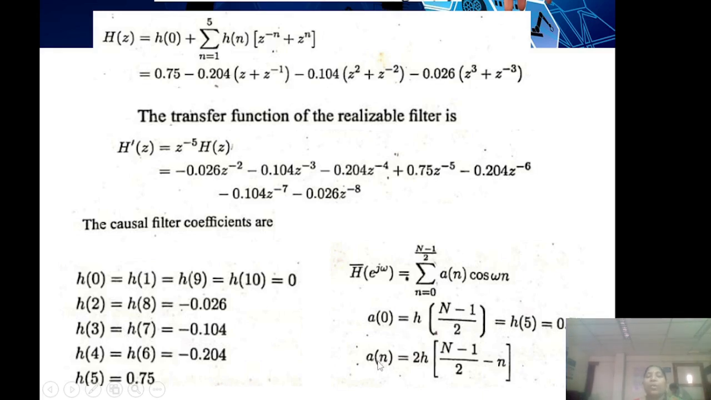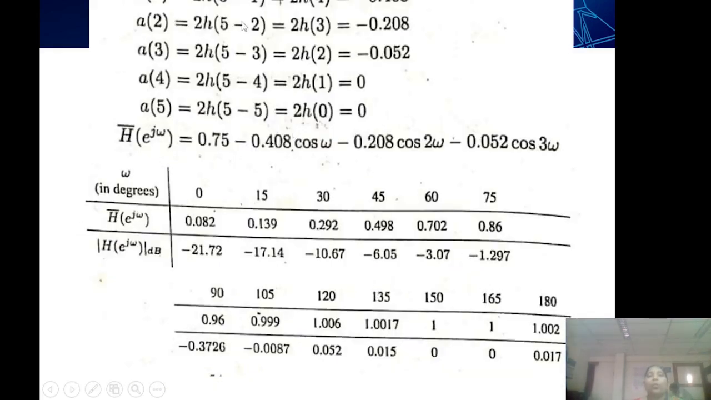Next, for non-zero n values, for a of n, the formula is 2 into h of N minus 1 by 2 minus n. Now when you substitute it, we will be getting the values for a of 1, 2, 3. For 4 and 5, it is 0. For a of 1, the value is minus 0.408. A of 2 is minus 0.208. A of 3 is minus 0.052.